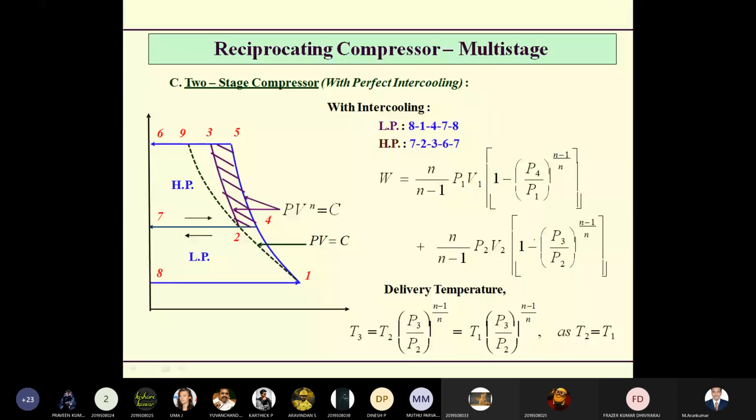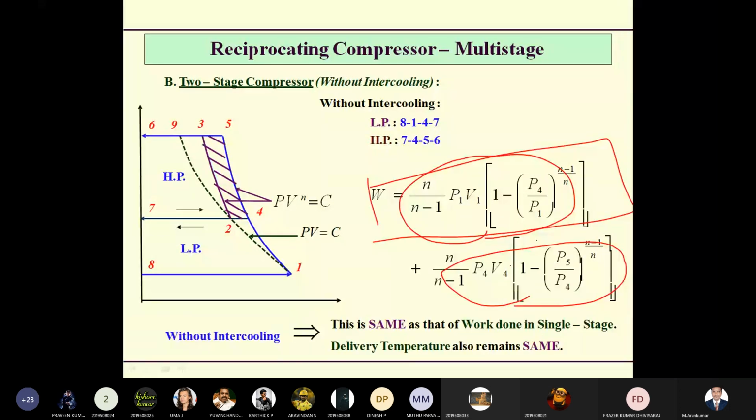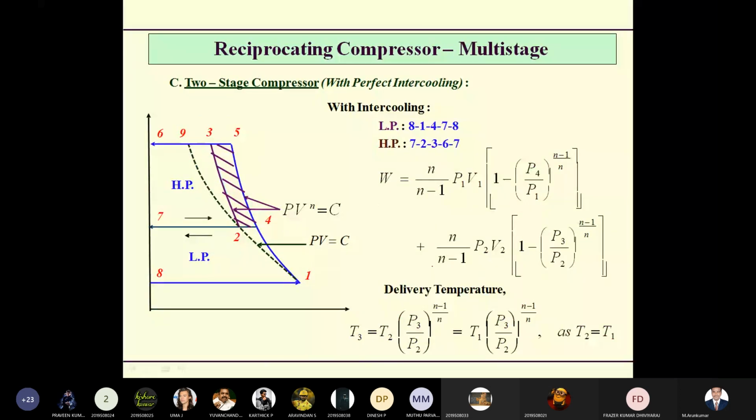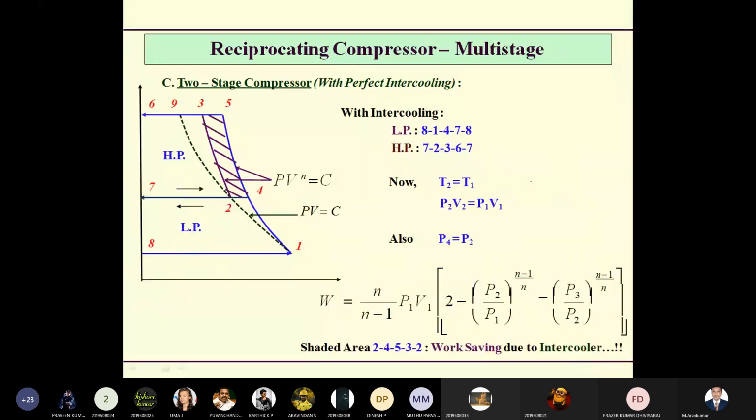We can just compare the formulas. If you compare the formulas, we can get the improved outcome, which will reduce the work. Also, we have the delivery temperatures. That is T3 by T2 is equal to the same equation. We just have to write accordingly what states are there. And also we have T2 equal to T1 for perfect intercooling. So these equations are the same.